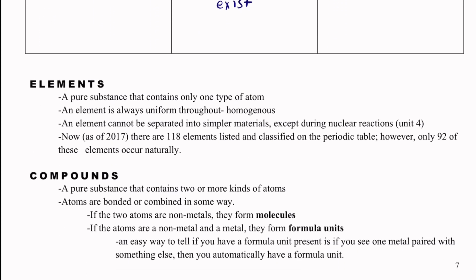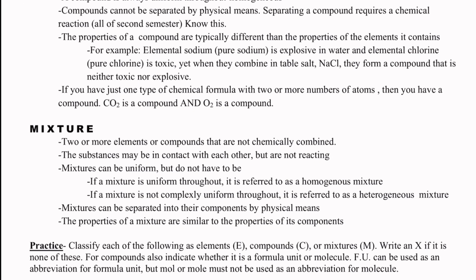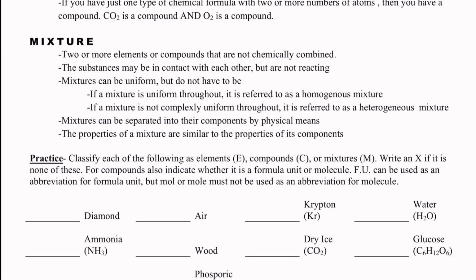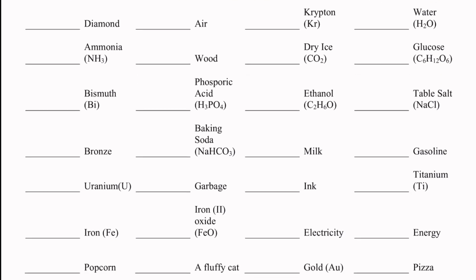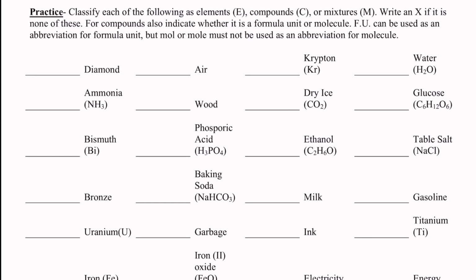Okay, you can pause the video and read about elements and compounds and then mixtures. We've gone over these, so it should be review. What I want you to do is pause the video and do these practice problems. Classify each of the following as elements, compounds, or mixtures. And then if it doesn't fall under any of those categories, write an X. And for your compounds, put FU if it's a formula unit, or write molecule if it's a molecule.